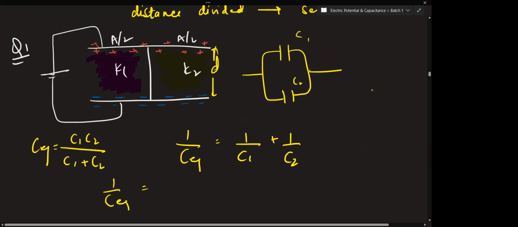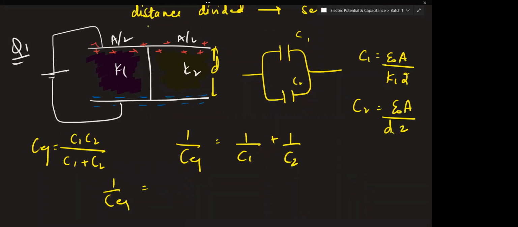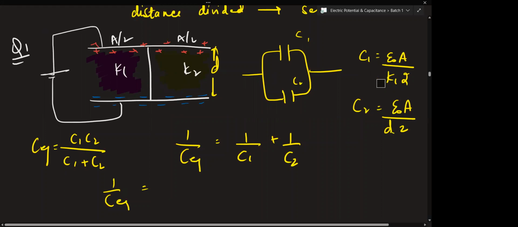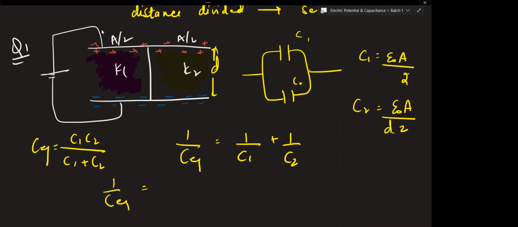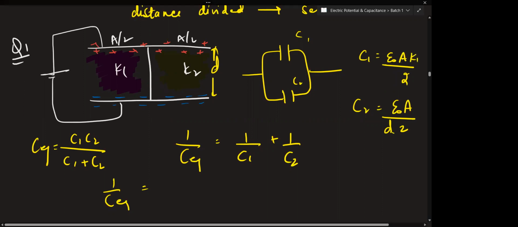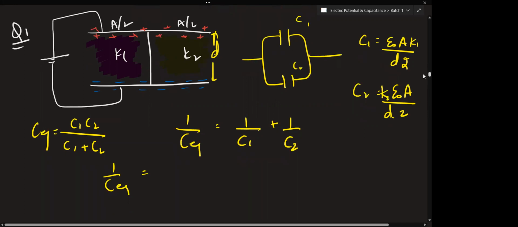So just simply put it, C1 will be epsilon naught K1 times A by 2, divided by D. C2 will be epsilon naught K2 times A by 2, divided by D. This will be K1 A epsilon naught by D, and this will be K2 epsilon naught A by D. This is the capacitance that you have. Just take the reciprocal and add it.